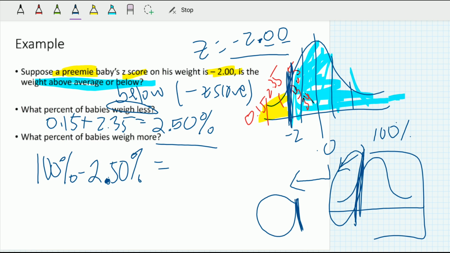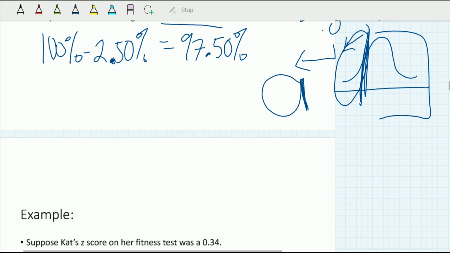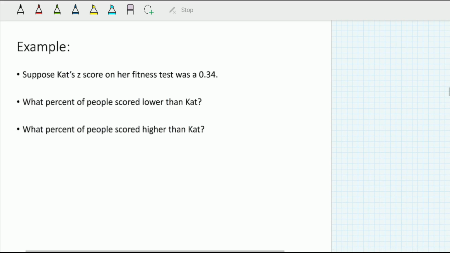So that'll be 97.50%. And once again, you have to try to understand why the answer is so large. The preemies weigh way less than the average, so there are obviously going to be a lot more babies that weigh more than this particular baby, because the Z-score is so low. So the answer is 97.50%.